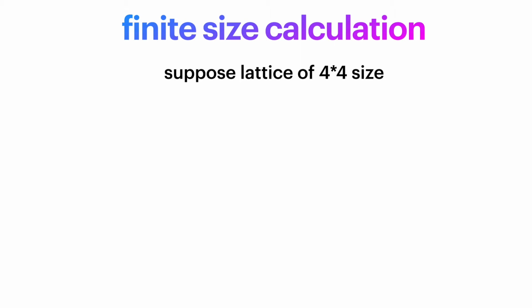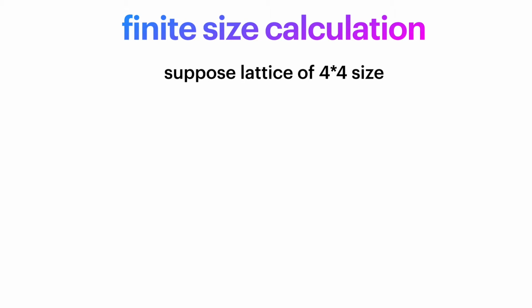And for this particular example we are going to talk about a 4x4 size lattice, and with that we will learn how to do this finite size calculation in condensed matter, and later also we'll see some part of code on how to form the matrix using this method.